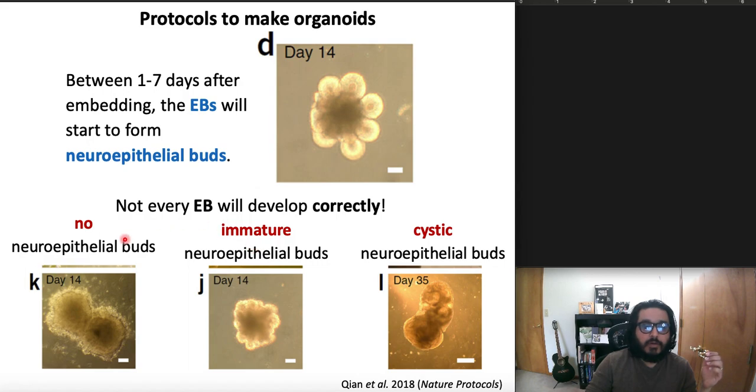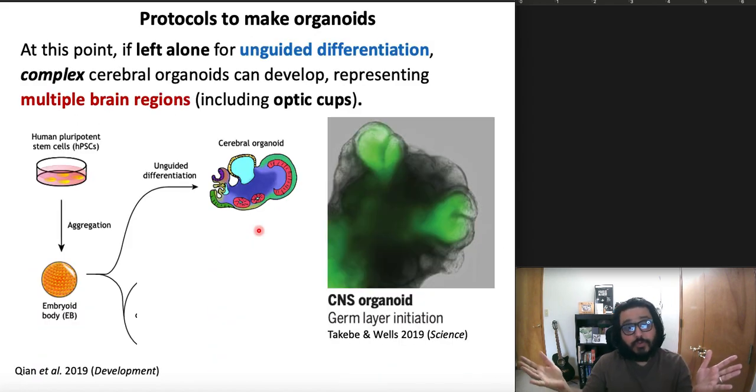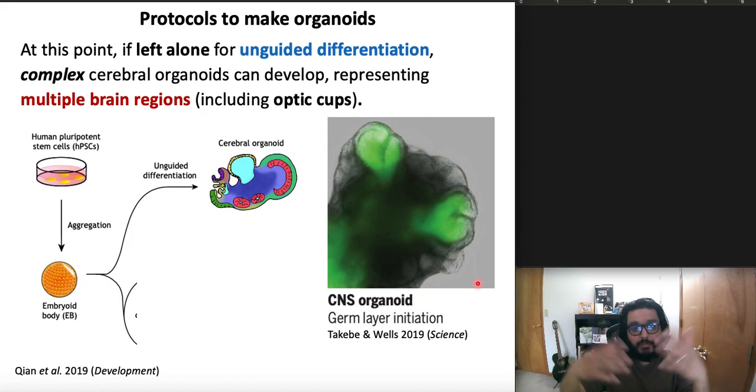Okay, so you have to be wary, since you're looking specifically for the good embryoid bodies, and you have to do some kind of quality control to screen out the non-good ones. So it does take a lot of hands-on time under the microscope to pick out the right ones that are growing correctly. Okay. So now, once you have these neuroepithelial buds, you can do one of two things. You can do the unguided differentiation, where you don't try to do anything to the organoid and just let it develop on its own, and say, here, you tell me what you're going to become.